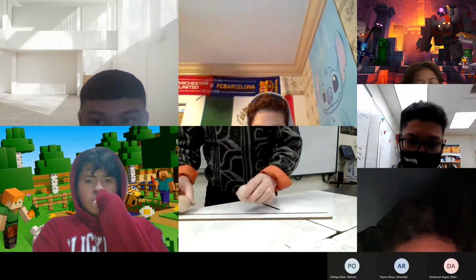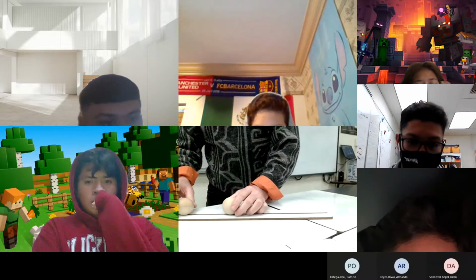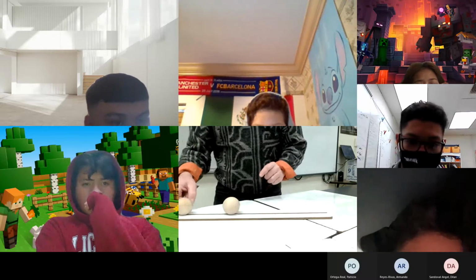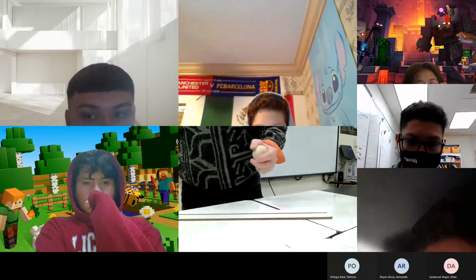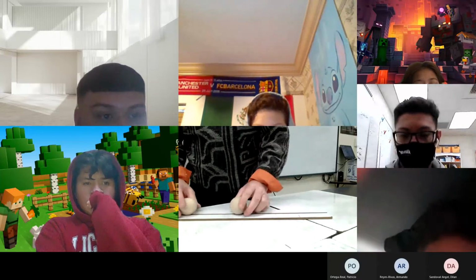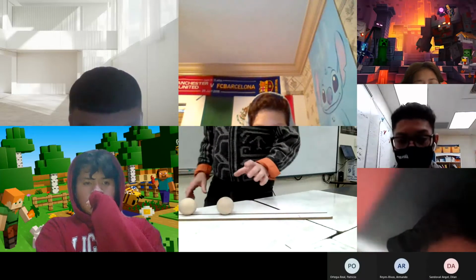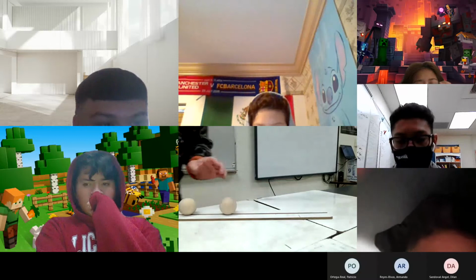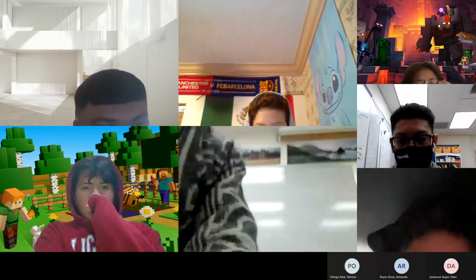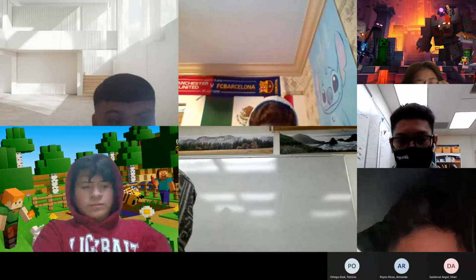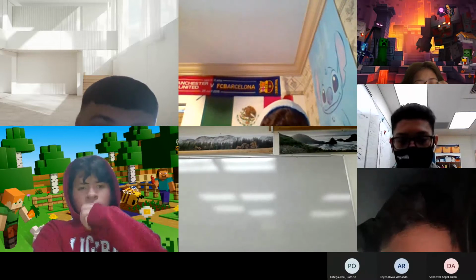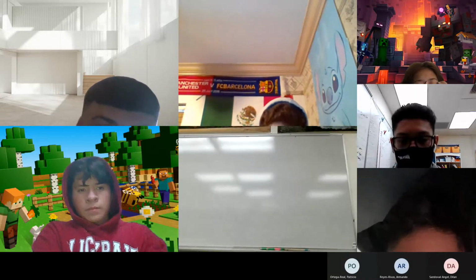Gus, ball 1 before, ball 1 after, or ball 2 after has the least momentum? Ball 1 after? Yes, ball 1 after has the least momentum. So we can actually break this down and start doing some math with it. So can we see the board okay? It's kind of glary, huh?